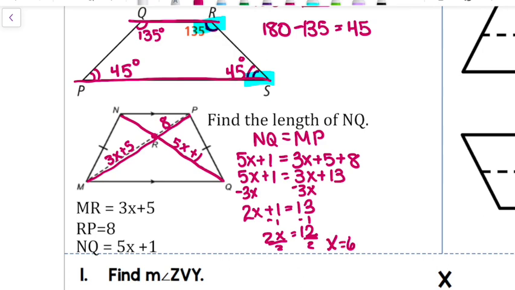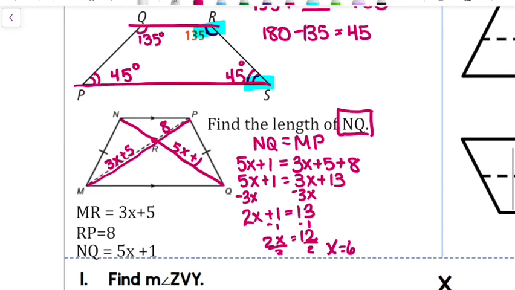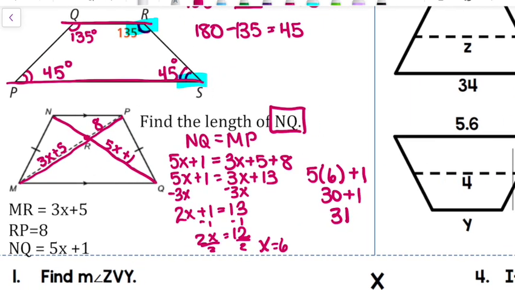We're almost there, but we still have not actually found the length of NQ. So in order to find that length, I need to plug that back into 5x plus 1, but instead of x, I'm going to put 6. So 30 plus 1 is 31. So the length of the diagonal is 31. I should also get that the length of the other diagonal is 31 because remember, they are equal. So 3 times 6 is 18 plus 13 is 31.